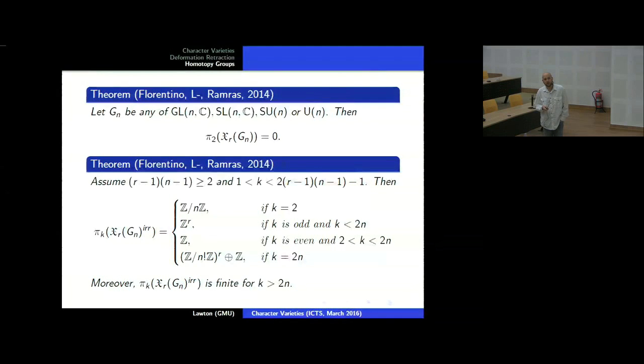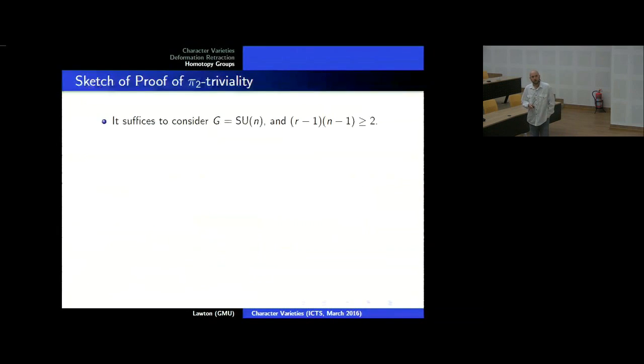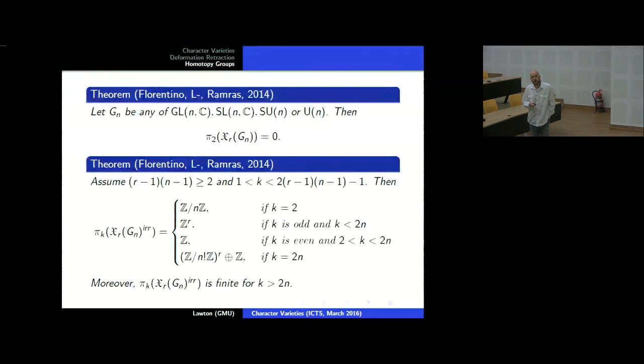Anyway, I'm not going to talk about the proof of this, but maybe I'll say something about what's going on here. It's very, very little. I think I've got just a few more minutes. So it suffices to just consider one of the four families of groups, SU. Why? Because we're dealing with free groups here, and by the deformation retraction theorem, GL is the same as U, and SL is the same as SU, but the difference between U and SU is just essentially a torus, and pi 2 kills the torus, so SU is enough.